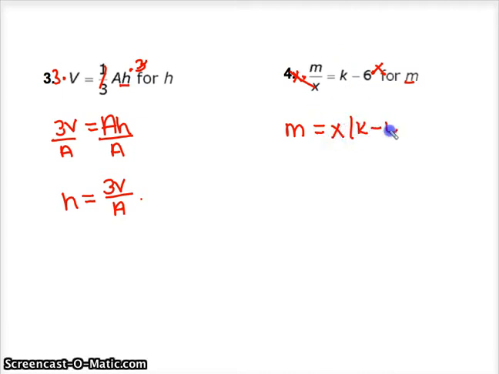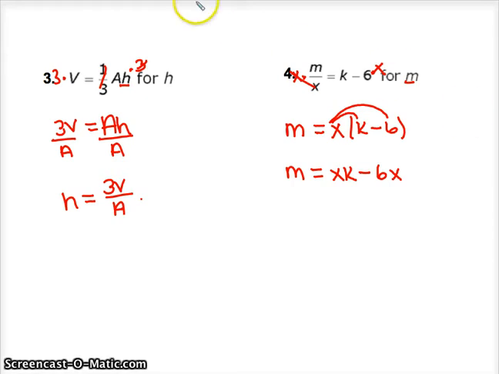This is where we need to be careful. It's x times the whole quantity, k minus 6. Let's practice distributing here. Make sure everything is simplified. M equals x times k, which is xk, and x times negative 6, so minus 6x. Notice that the x is on the left side here and on the right side with the 6. I can do that because I can multiply in any order. It does not matter which side the x goes on. I can multiply in any order.